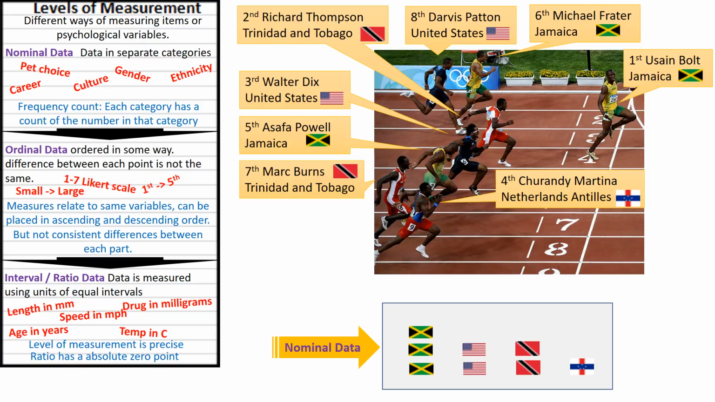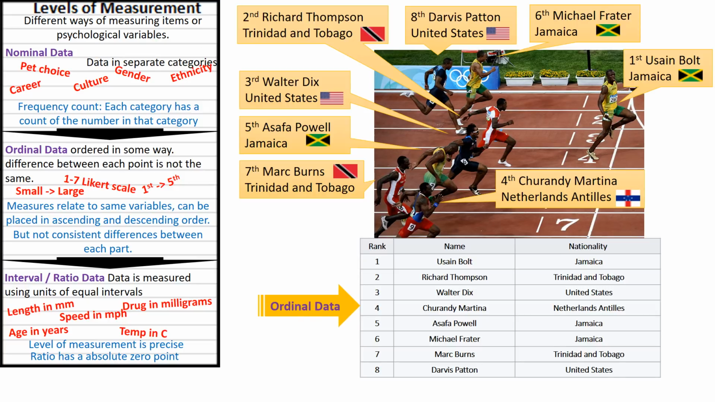Our next level of data would be ordinal data. So what we could say is the order in which they finished the race. Usain Bolt came first, then Richard Thompson, then Walter Dix, and you can continue this down from rank 1 all the way to rank 8.